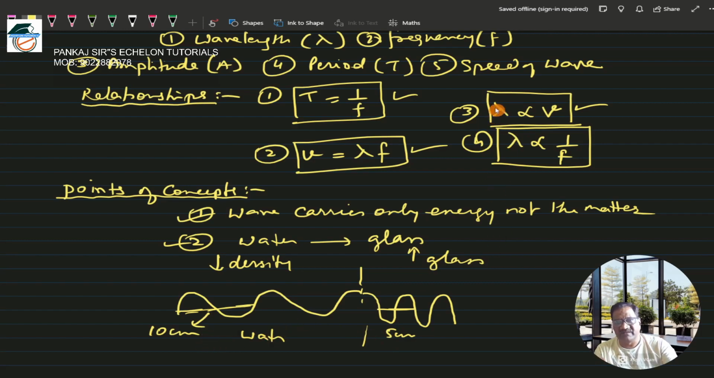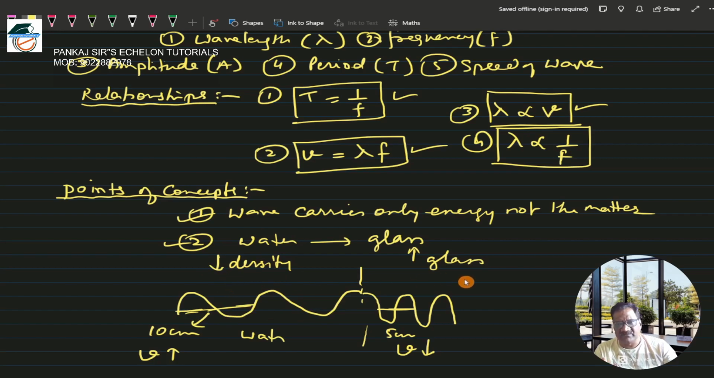Now I told you when the lambda is more, velocity is more. So here lambda is more, so velocity will also be more. Here the velocity will be less. So whenever a transverse wave is traveling from a rarer medium, now this is known as a rarer medium, the density of a medium is less, meaning it is a rarer medium.